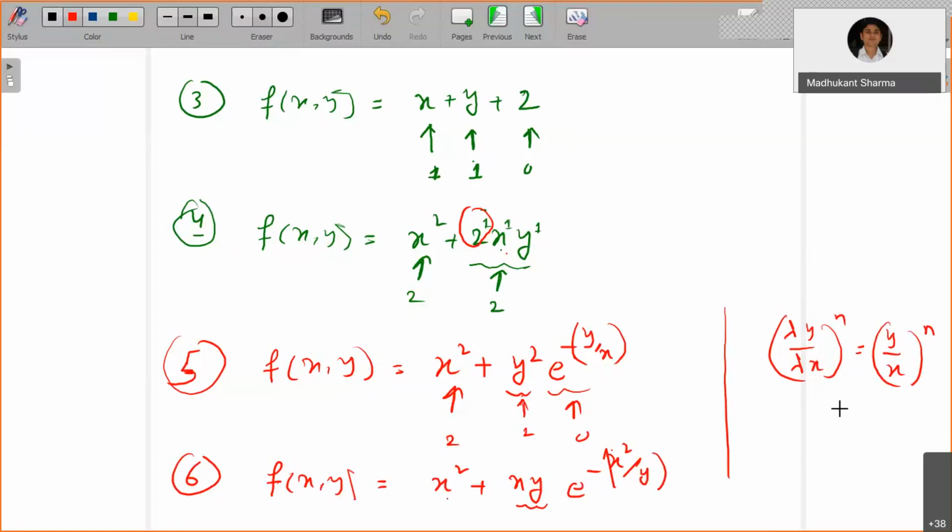When you take x square by y, if you replace x by lambda x and y by lambda y, this is lambda square x square by lambda y to the power n. When you simplify it, this is going to be lambda to the power n times x square by y. Right. So you can certainly say this is of degree 1.